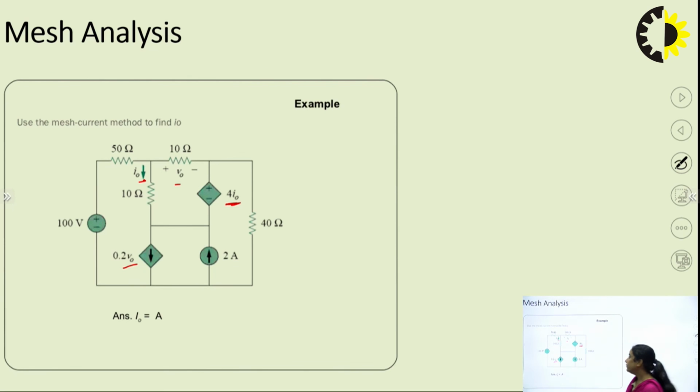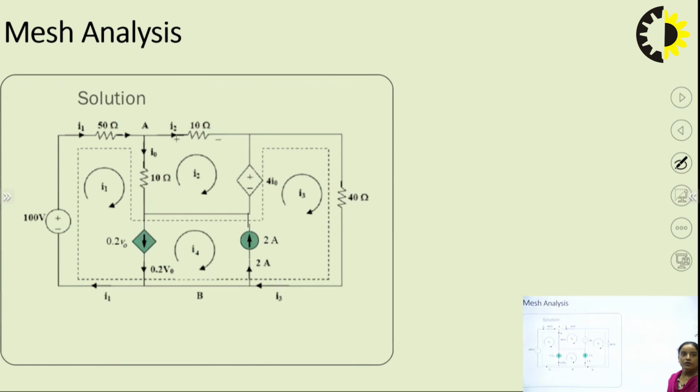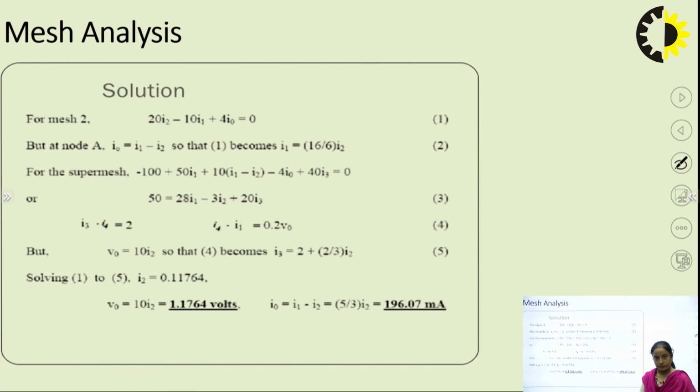Like if you consider I1, I2, I3, I4, now see, you can correlate the things. This is the solution that is also provided here. After simplifying, you can get these values. So you can practice this question.